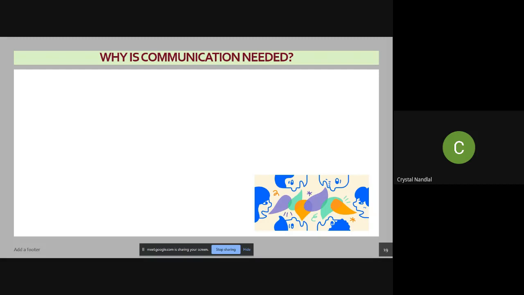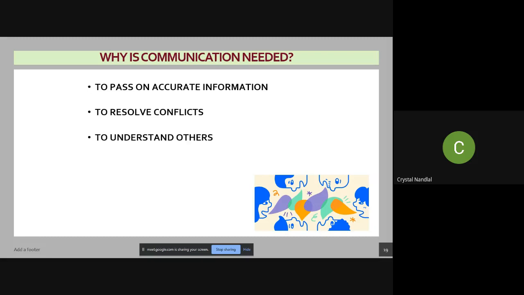Why is communication needed? We need to pass on accurate information because if we don't have good communication, then there won't be any accurate information passing on, not so? We need communication to resolve conflicts. Conflicts can't resolve themselves. We need communication to understand others, to empathize and whatnot, as explained before, to promote more productivity. If you're in a workplace or in a group work, obviously you're going to need communication to be able to finish the work and be more productive and to achieve trust. When you communicate with others, you have a tendency to talk more and learn more about them.